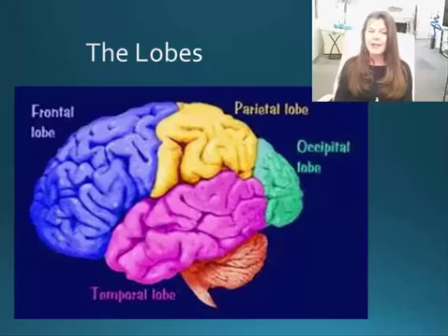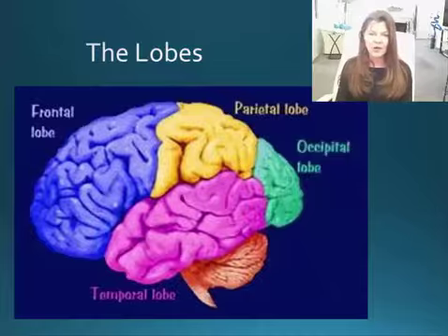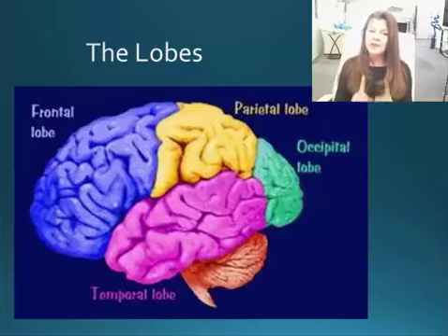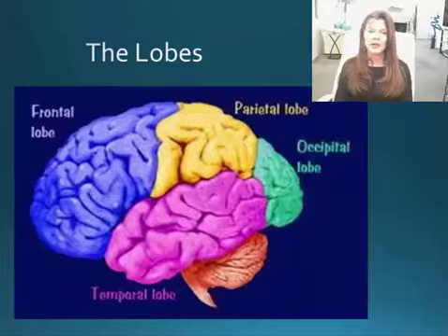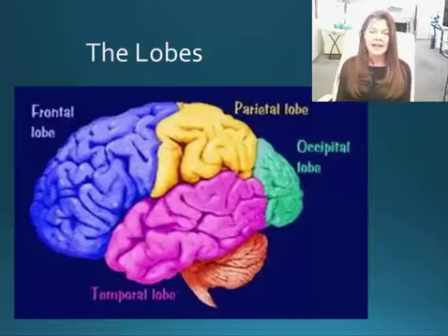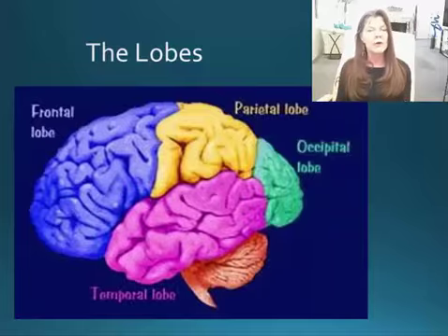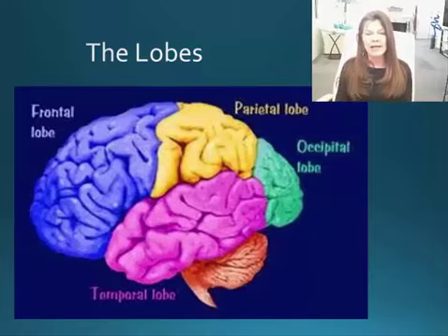The cerebral cortex can be divided into four major sections, which are known as lobes. The frontal lobe, in blue here, is located at the front of the brain and is associated with higher level thinking, like decision making, reasoning, forethought, planning, attention focusing, multitasking. It is also involved in motor skills, personality, and impulse control.